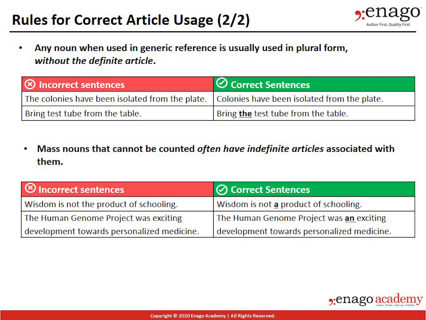So you'd have, bring the test tube from the table. Colonies have been isolated from the plate. The mass nouns that cannot be counted will often have indefinite articles associated with them. So wisdom is not a product of schooling. And the Human Genome Project was an exciting development. So again, it's just one of those rules you just have to ideally remember, and hopefully, the more reading and writing you do, these things will be instilled.